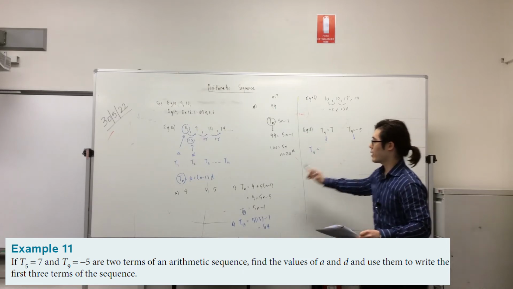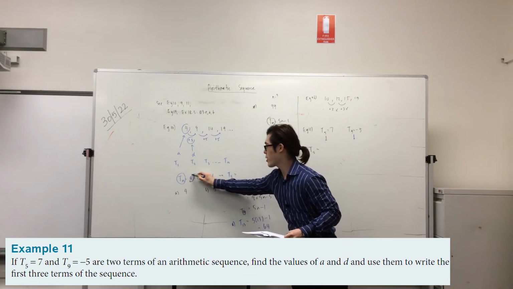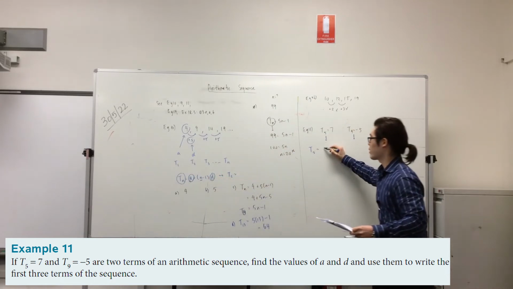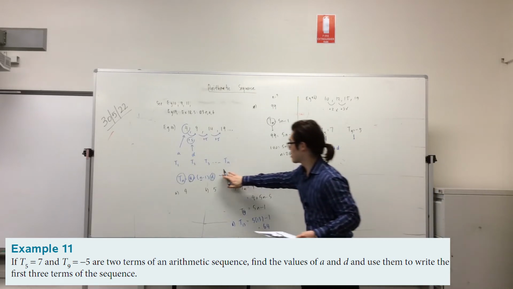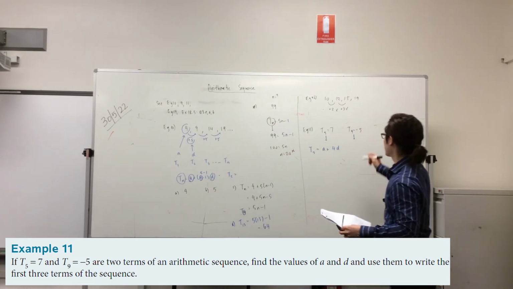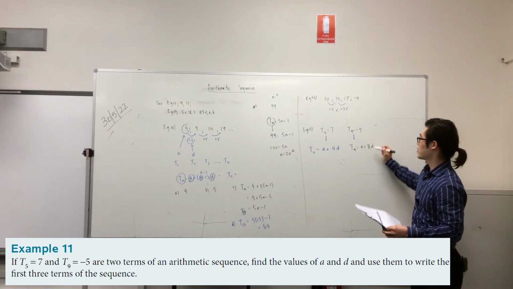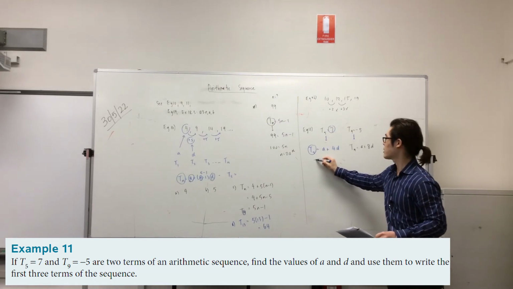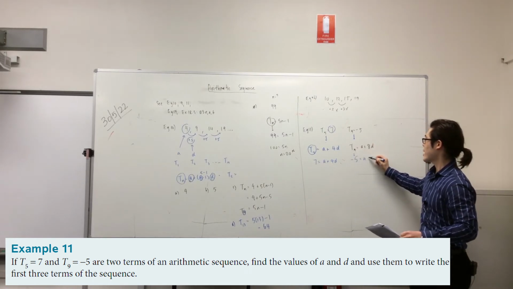Girls, if it's T5 in this general formula, we don't know that, but we do know that. So what can I write here? We can write A plus 4D. Because 5 minus 1 is 4. Yeah, so I'm just replacing n. Similarly here, T9 would be A plus 8D. And we know the values, that's given here. So 7 is equal to A plus 4D. Minus 5 is equal to A plus 8D.